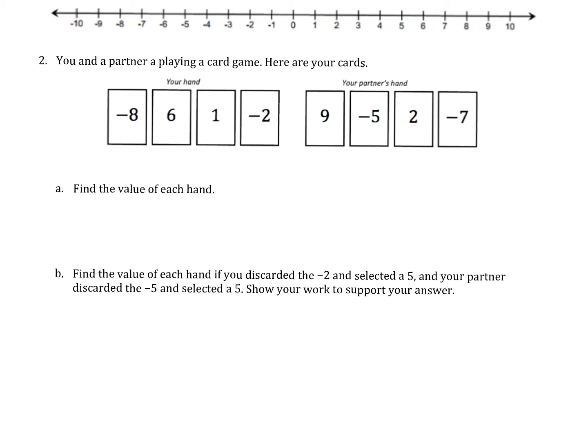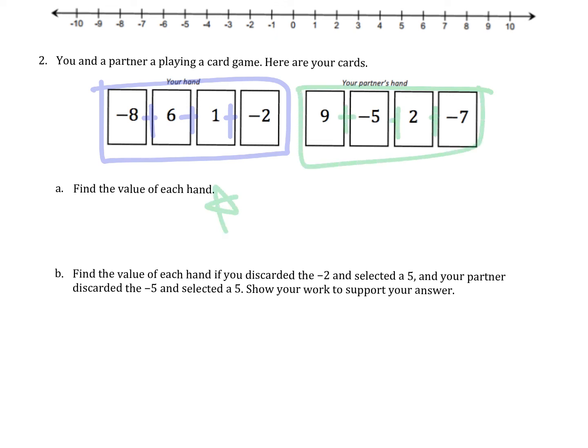Number 2 is you and your partner are playing cards. Find the value of each hand, okay? Finding the value, you're going to take your hand, and you're going to add them all together, okay? Then you're going to take your partner's hand, add them all together. That's this problem right here. You have to do both of your hands.